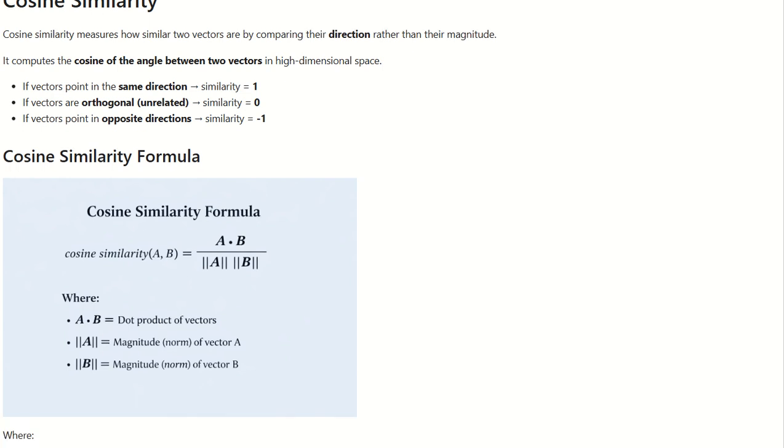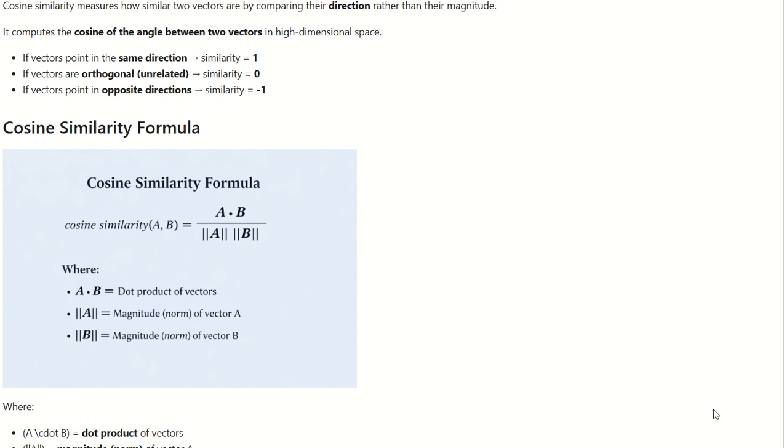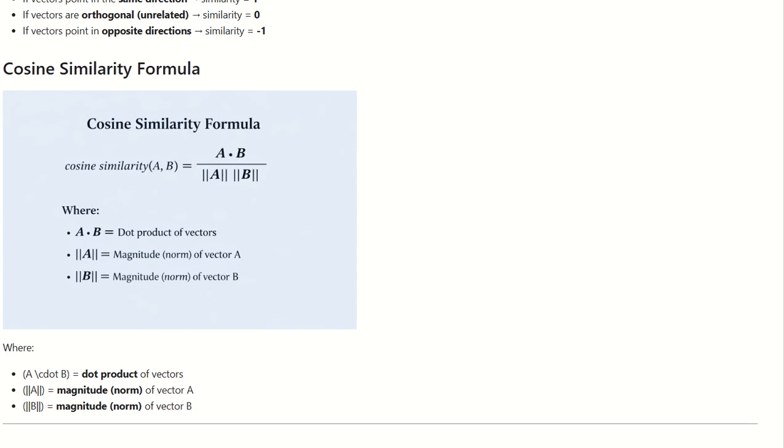Now the cosine similarity formula: cosine similarity of a, b, where a and b are two vectors, equals a dot b divided by mod a times mod b. So a dot b is the dot product of the vectors, mod a is the magnitude or norm of vector a, and mod b is the magnitude or norm of vector b. This is the simple formula which we are using for cosine similarity.